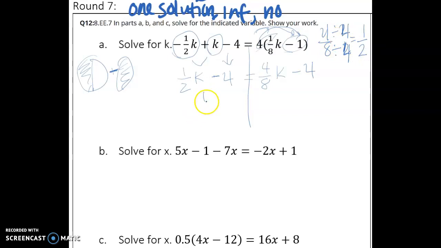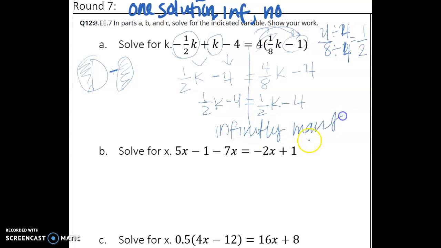So now I see on one side I have 1/2 k minus 4. On the other side I have 1/2 k minus 4. I realize it's the same on both sides, so I'm going to say that there's infinitely many solutions. The same thing on both sides.